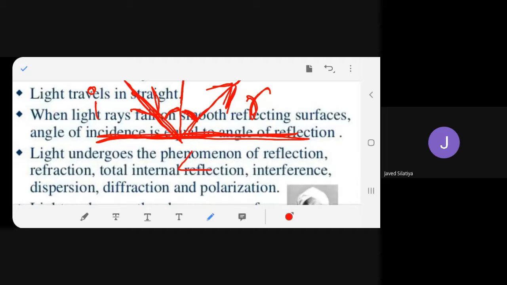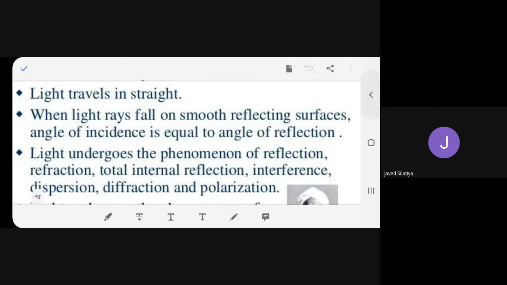So what will I write? Angle I is equal to angle R. This is the first law of reflection. You understand? Yes, angle I is equal to angle R. This is what you are going to learn in this chapter.